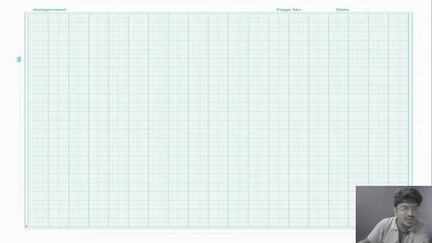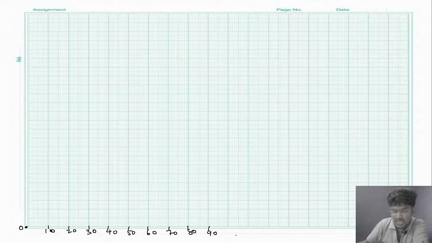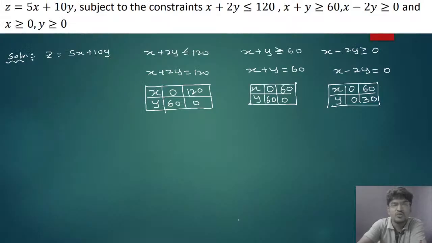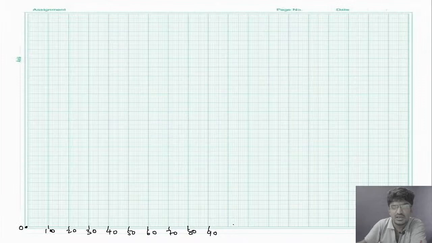See the graph. I will take it as 0, 10, 20, 30, 40, 50, 60, 70, 80, 90. The X value maximum is 120. Okay, 90, 100, this is 110, 120.